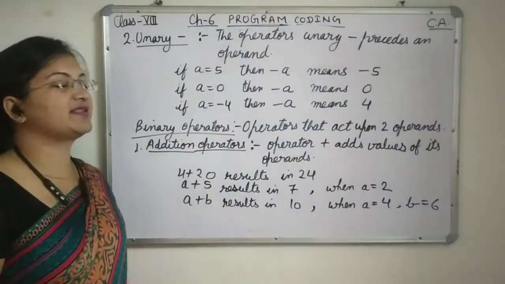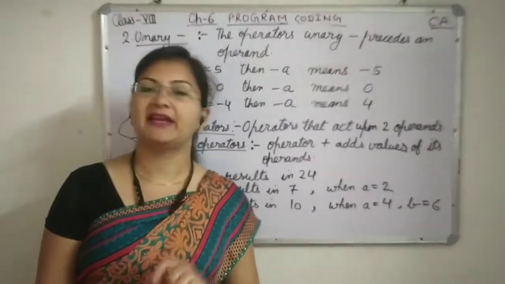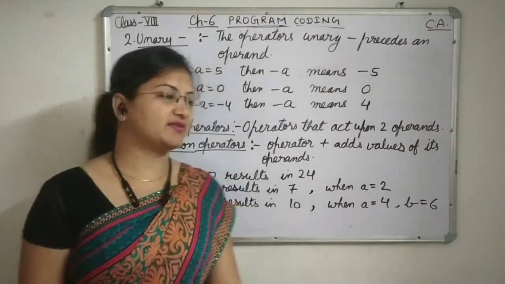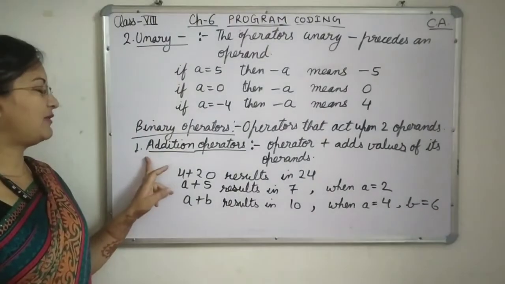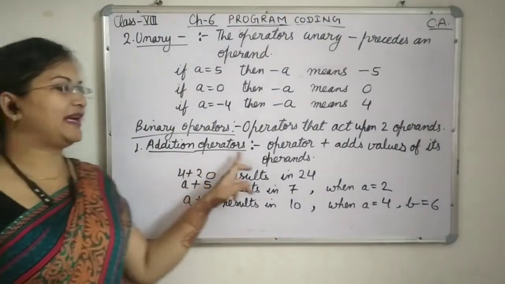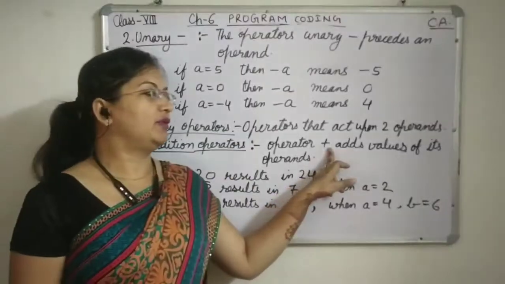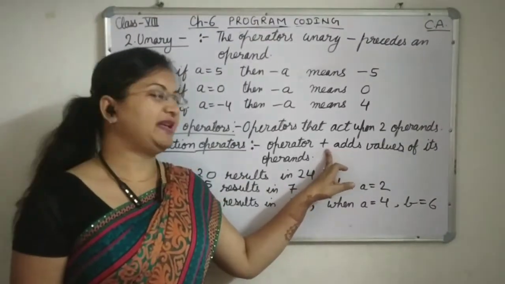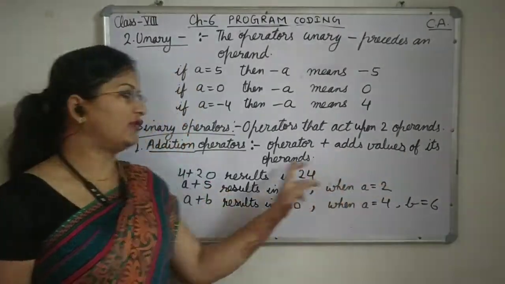Now students, we will discuss binary operators. Binary operators are of 5 types and they apply on two operands. So it acts upon two operands. These types of operators are, first of all, addition operators. Addition operators means there will be two values which will be added. The plus operator will add the values of its operands.